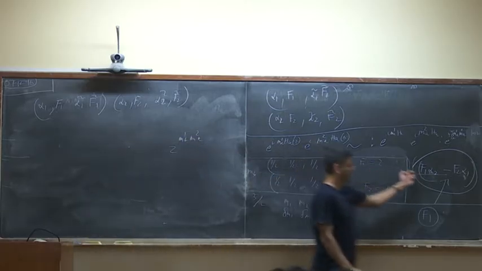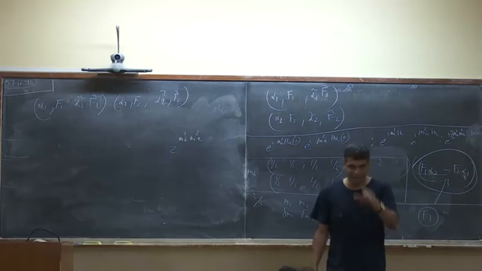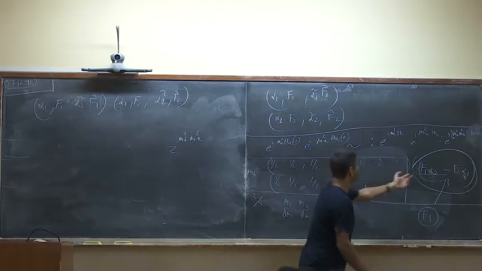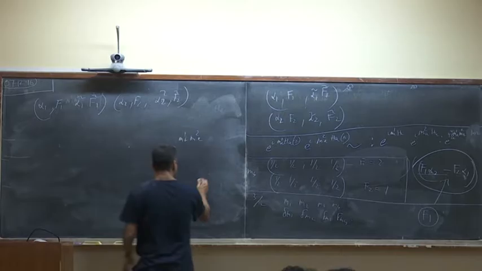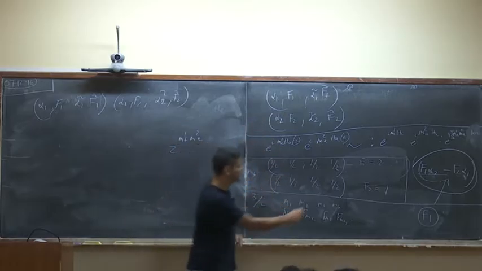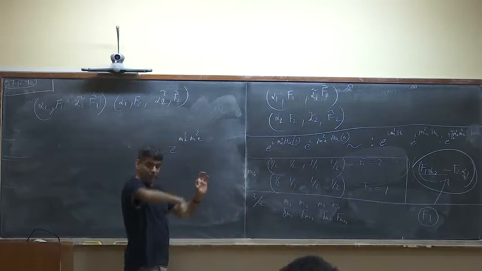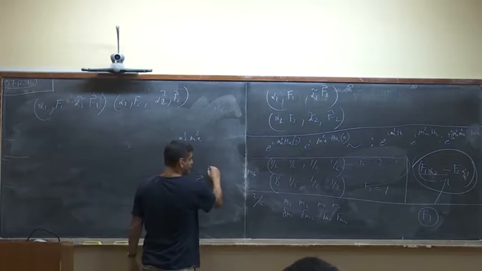See, this quantity here, if it's zero, see, what is this quantity measuring? This quantity is measuring the phase that you get. So the claim is that the phase that you get is that the OPE is this times F1 alpha 2 minus F2 alpha 1 times 2.